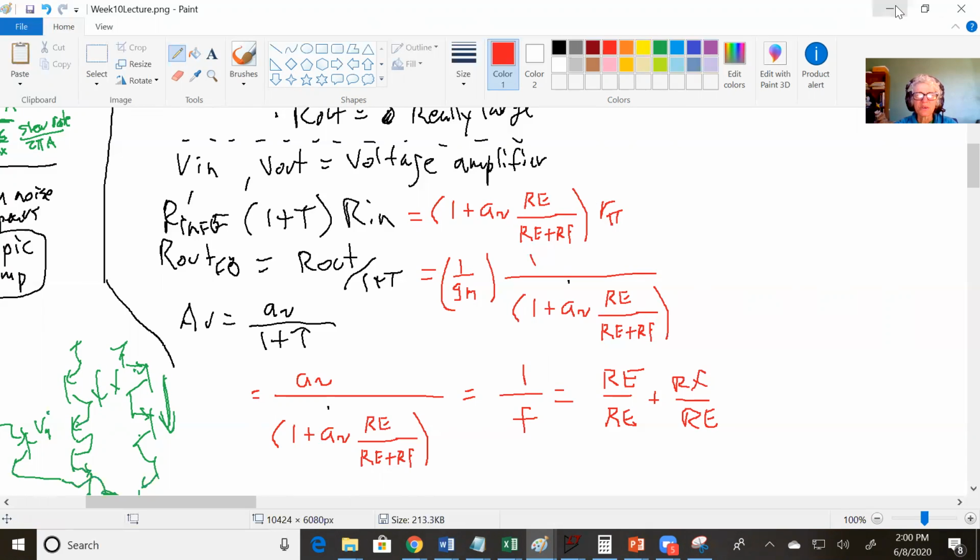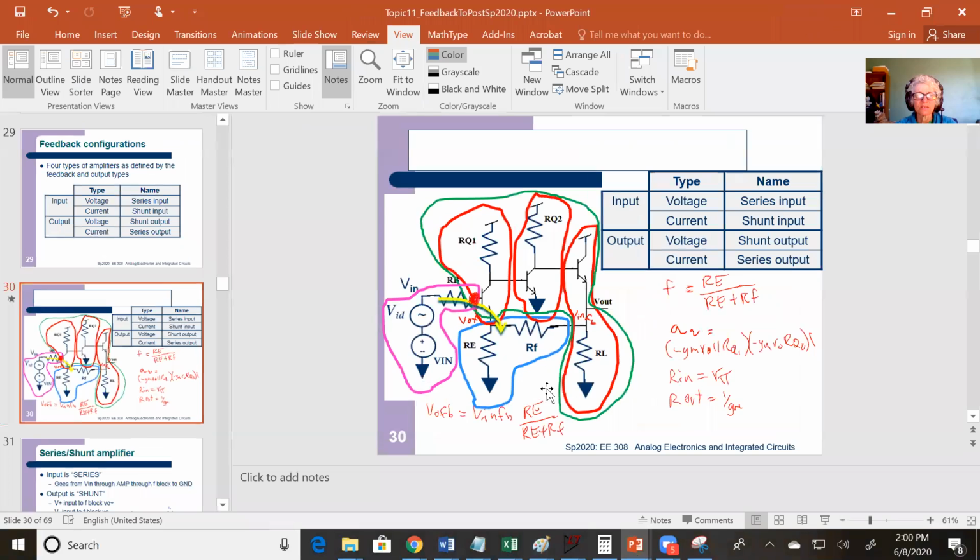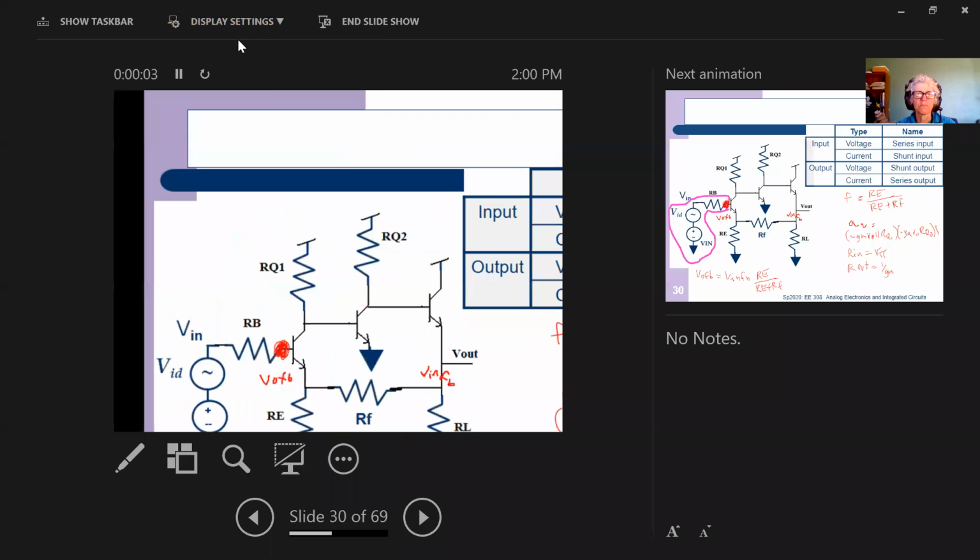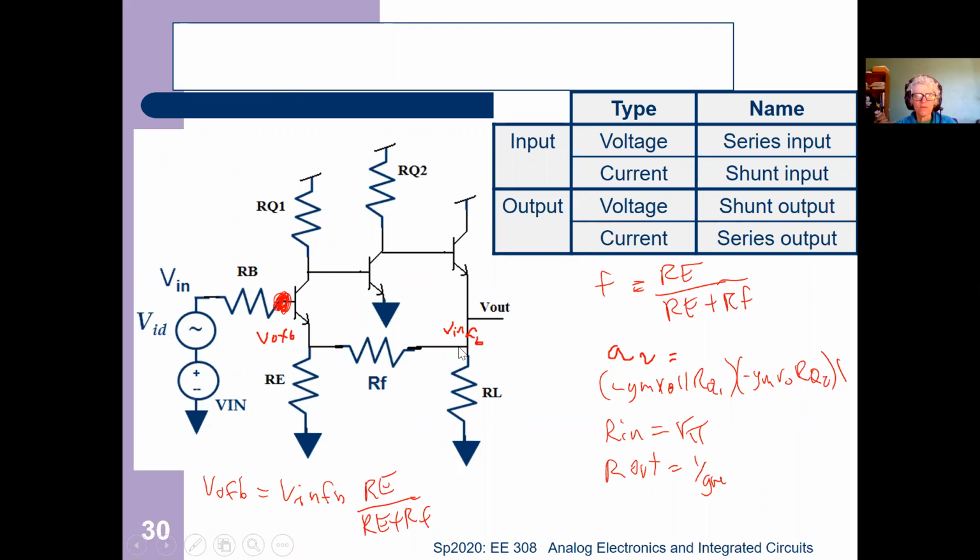let's look at the picture again over here. If you look at the output here, it's 1 over gm. This is where the current wants to flow. If you make RE and RF really big, then none of the current wants to go through here. All of it wants to go through your common collector, and the common collector behaves normally.